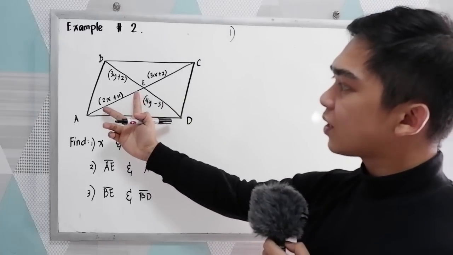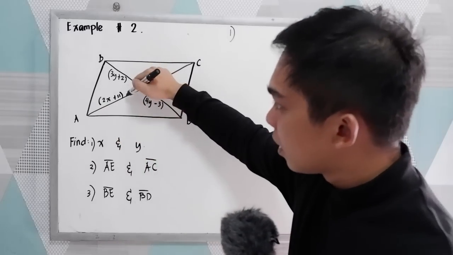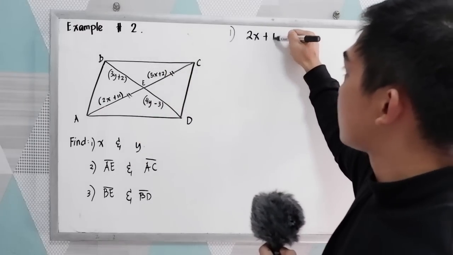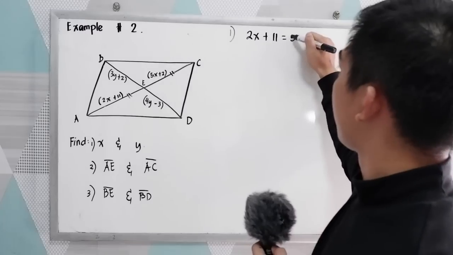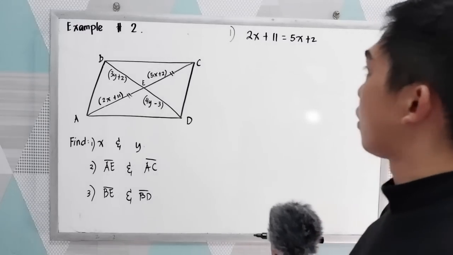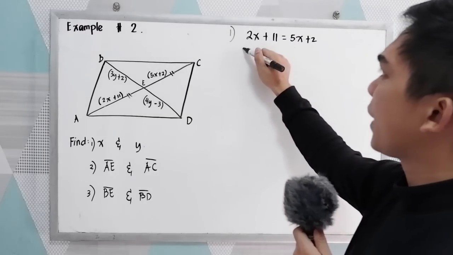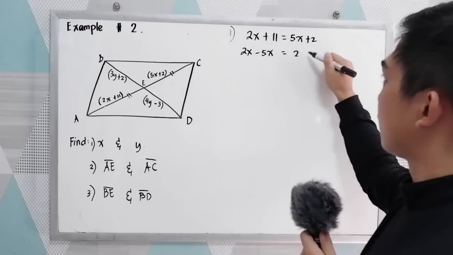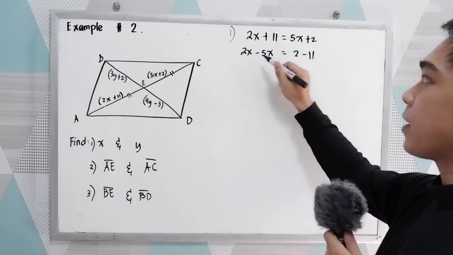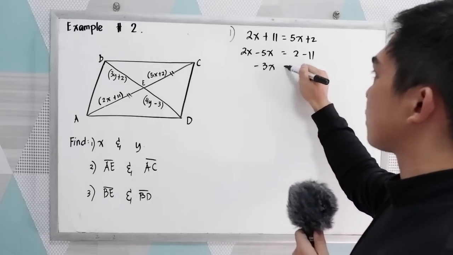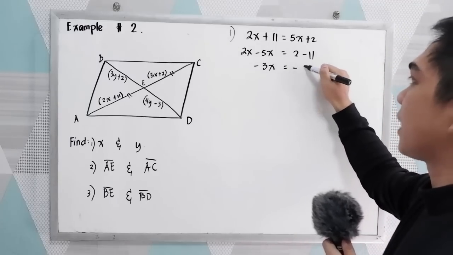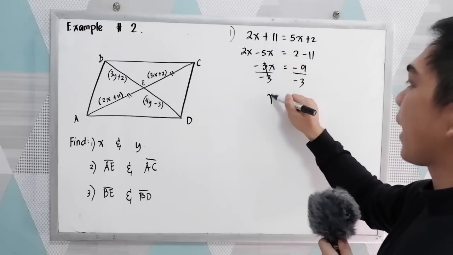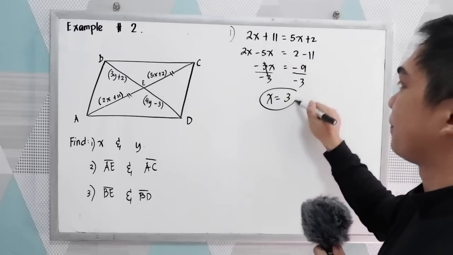We know that diagonals bisect each other. So 2x plus 11 is equal to 5x plus 2. Solve for x. So 2x minus 5x is equal to 2 minus 11. 2x minus 5x is negative 3x, equal to 2 minus 11, which is negative 9. Now divide by negative 3. Our x is positive 3.